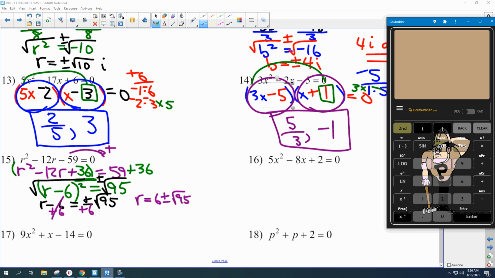So on that calculator, let's do 6 plus square root of 95 and 6 minus square root of 95. And those are approximately our two answers. Let's say 15.75 and negative 3.75.